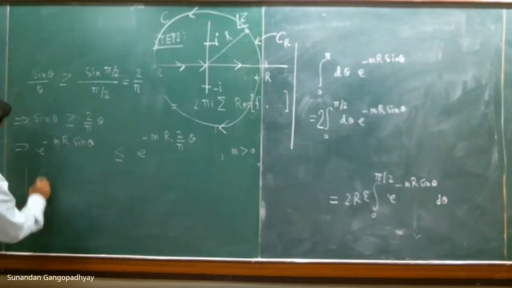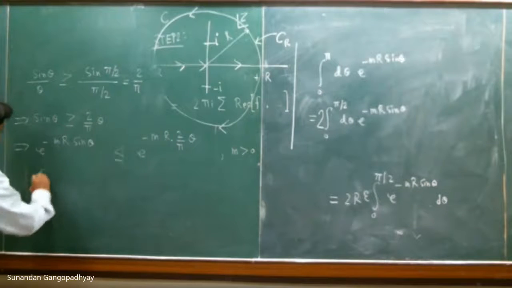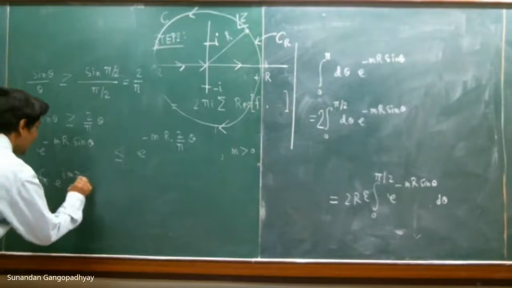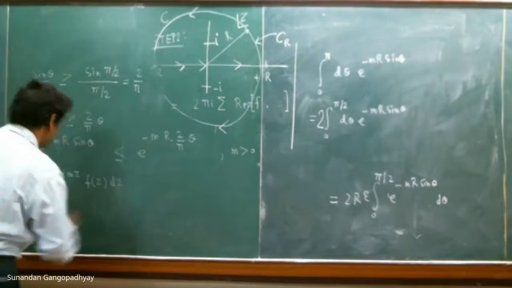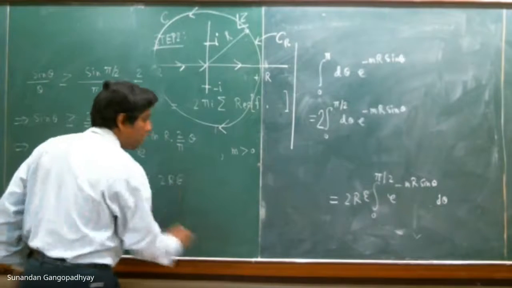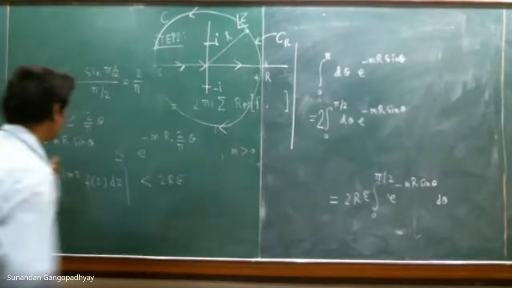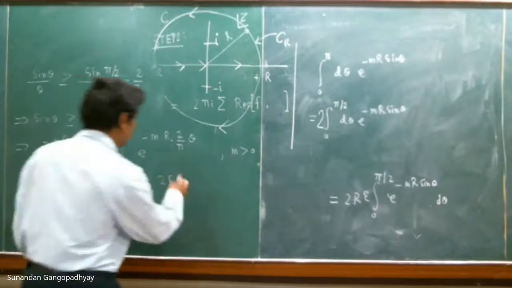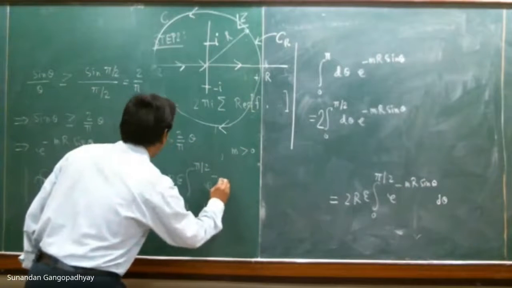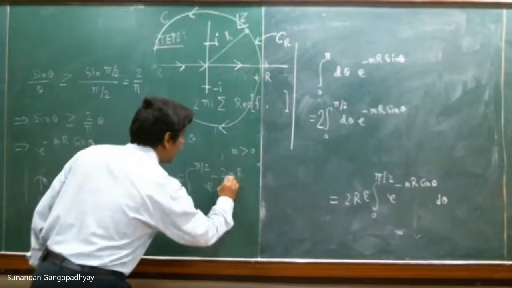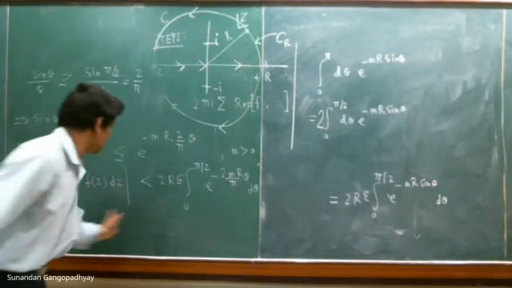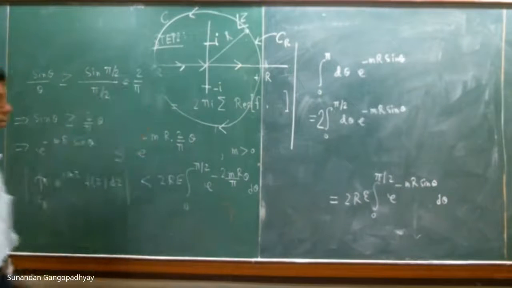Therefore, what do we have? We have this thing, modulus of integral over the contour here, that is the semicircular arc, e to the power of i m z f z dz, that is less than 2r epsilon and this integral, right? But this integral is once again less than or equal to this. Therefore, you can just write it like this: e to the power of minus 2mr by pi theta d theta. So the modulus of this integral is basically less than this thing.